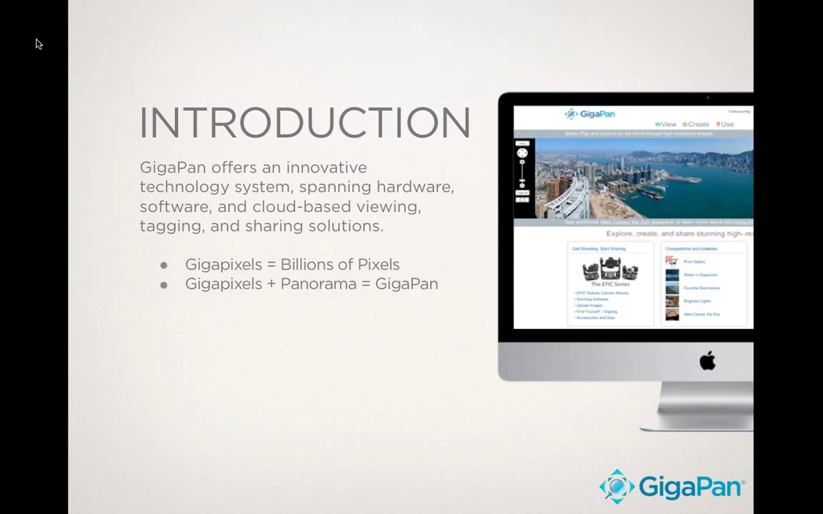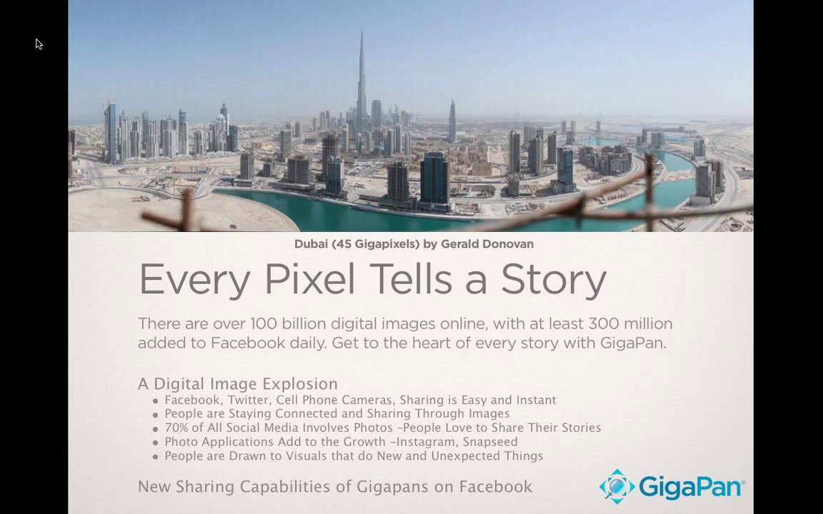A brief intro: Gigapan is an innovative technology system that spans our hardware, our software, and our cloud-based viewing, tagging, and sharing solutions. Gigapixels are billions of pixels, and gigapixels plus panorama is Gigapan, which is kind of where we came up with our name.